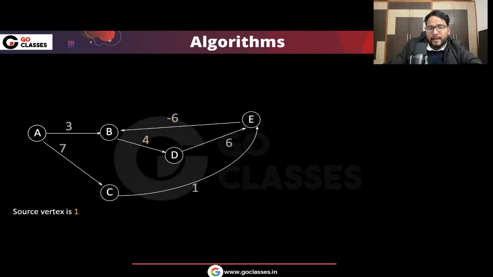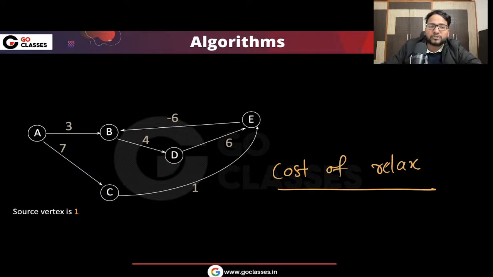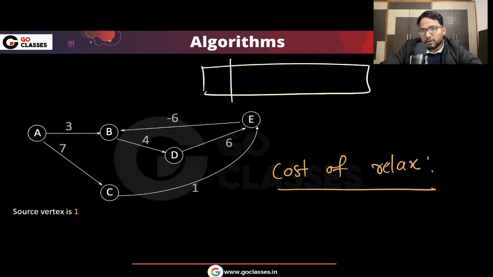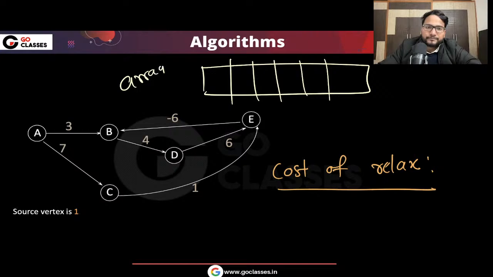So here, let's suppose you're relaxing this. What is the cost of relax here? Do you need to maintain any heap or something? See, in Dijkstra we maintain all the vertex costs in a heap. But here we can just have the array.